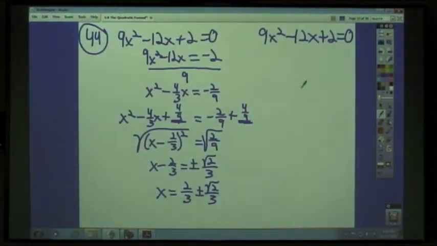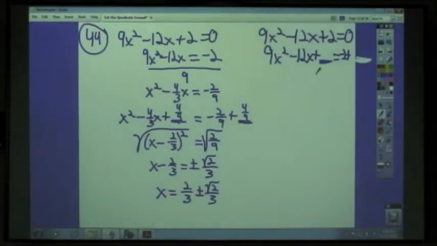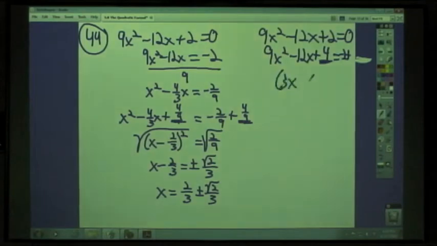Another way that you could have done this is you could have taken this at the very beginning of here. And some of you might recognize the fact that if I move the 2 over and make it negative 2 over here, I could add something to both sides that will make this be a perfect square already. I could take it and I could add 4 right here, because that would make the left-hand side be 3x minus 2 squared. Some of you might recognize that, some of you might not.